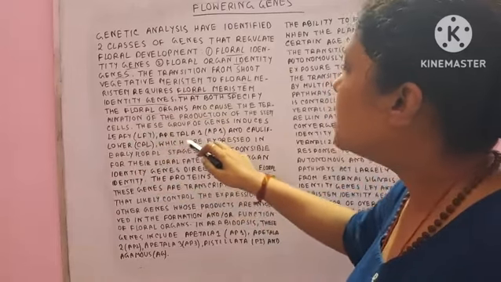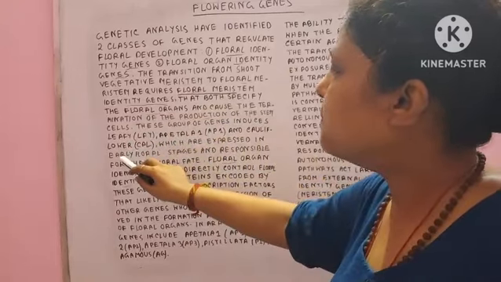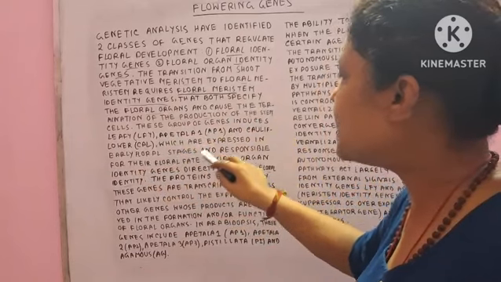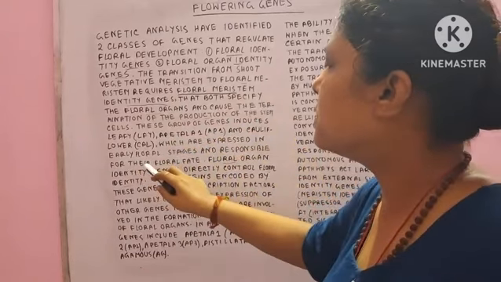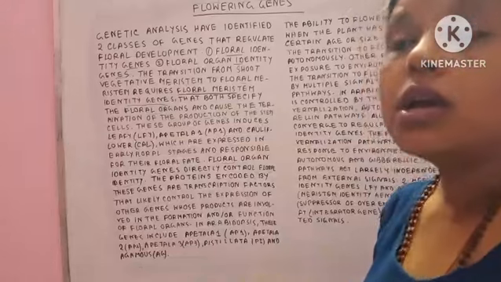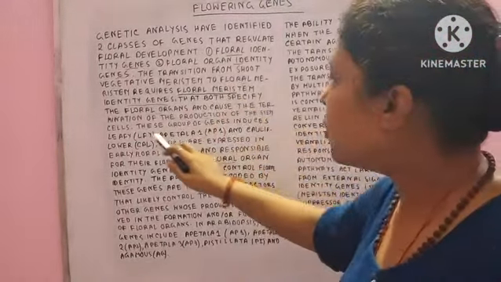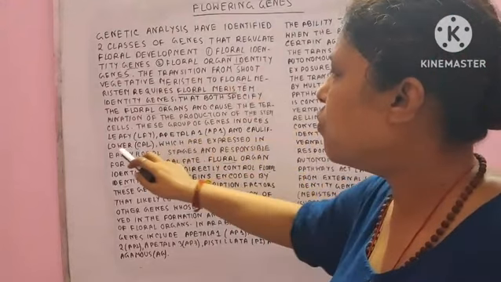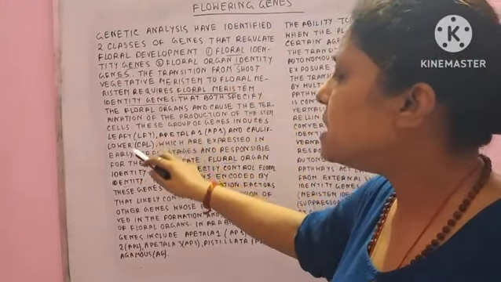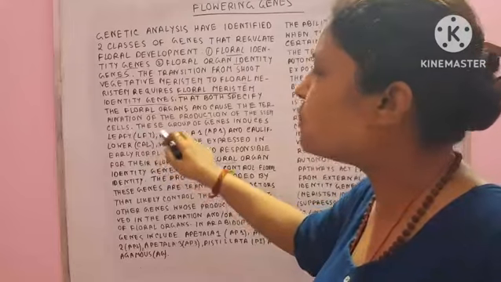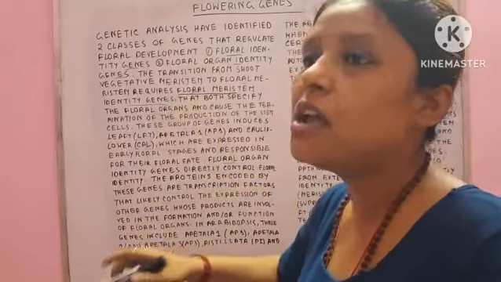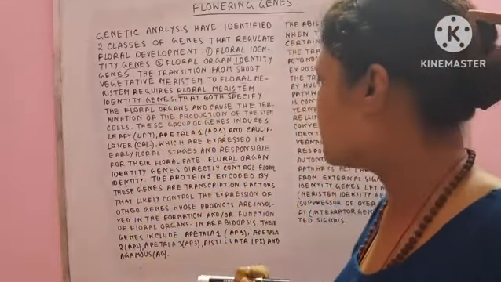These are expressed in the early floral stages and are responsible for the floral fate. So not only this gene is responsible, other important genes like LEAFY, APETALA1 and CAULIFLOWER, the expression of these genes is also involved in these flowering processes. Clear?